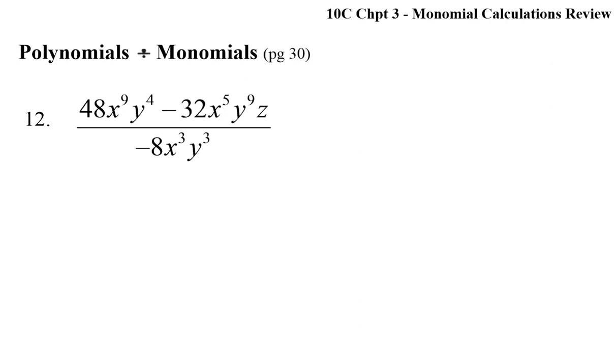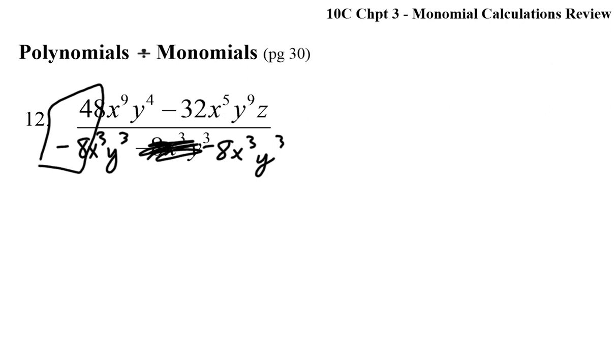Take time, give this one a try, and then we'll talk about it together. We have to divide each expression by the negative 8x cubed y cubed. Watch your signs. 48 divided by negative 8 is negative 6. x^9 divided by x cubed, subtract exponents, is x^6. y^4 divided by y cubed, subtract exponents, y^1, or just y by itself.